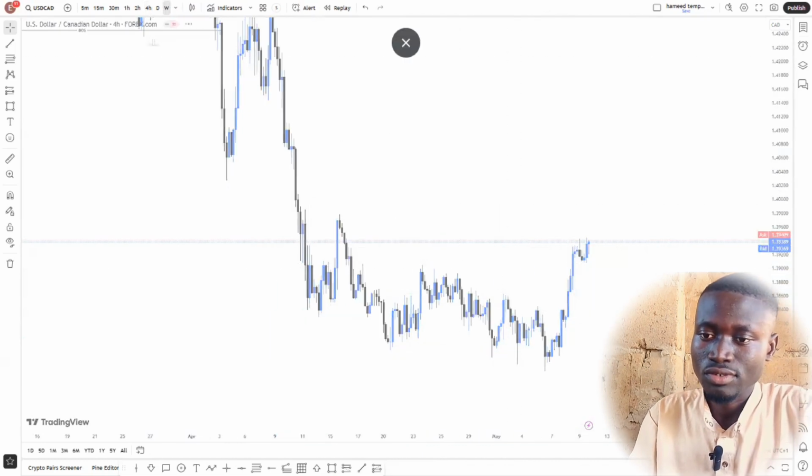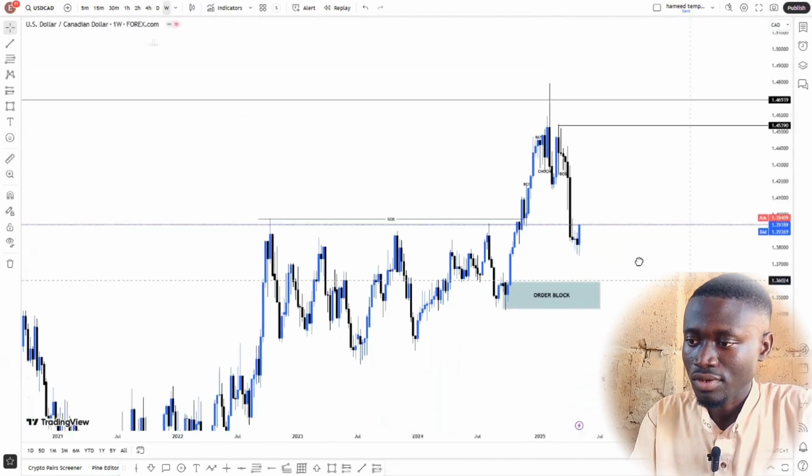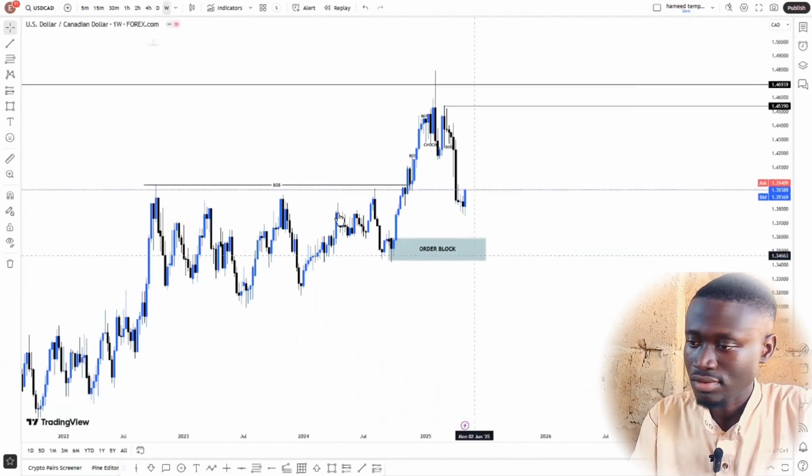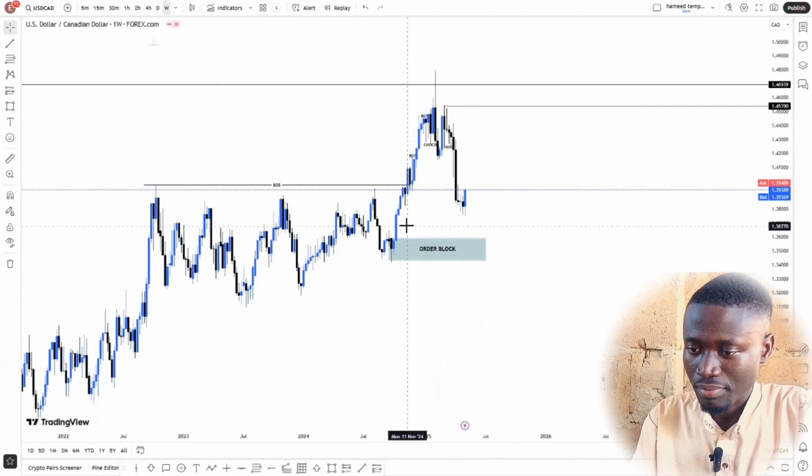Okay, now let's go to weekly time frame. On weekly time frame here, we have this break of structure here and this origin here, of course, break of structure.